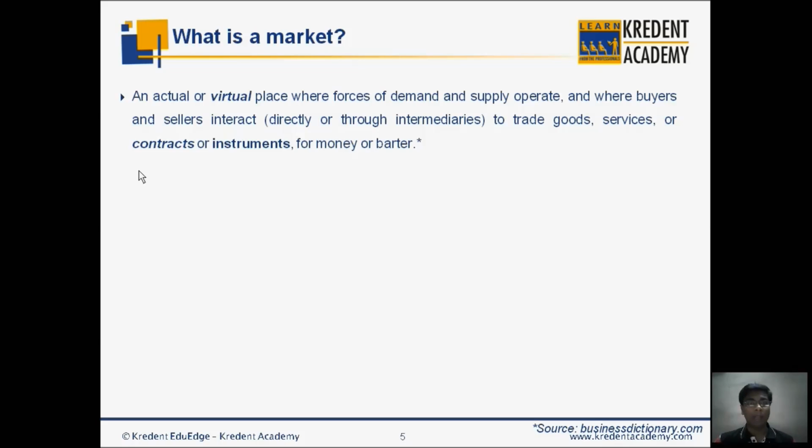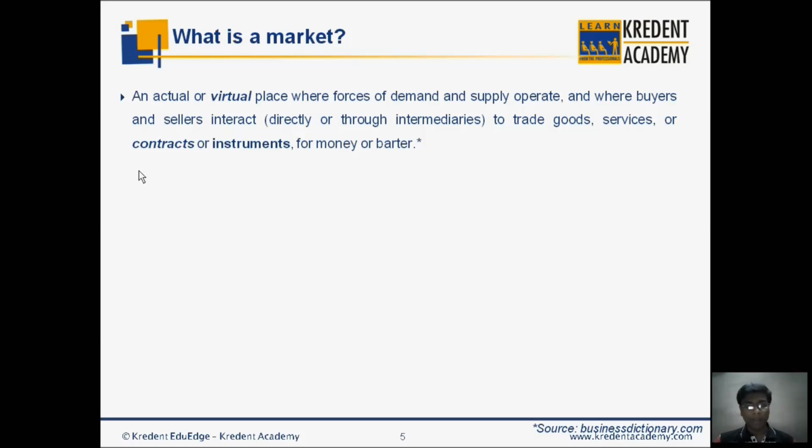The marketplace could be actual, it could be a physical place like a vegetable market, or it could be virtual. That means it does not exist physically but is a collection of computers over a network which creates the market. It is a place where the buyers and sellers interact to trade some goods or service or contracts or instruments for money or for something else. It could be a barter market as well, where you provide a commodity in exchange for another commodity.